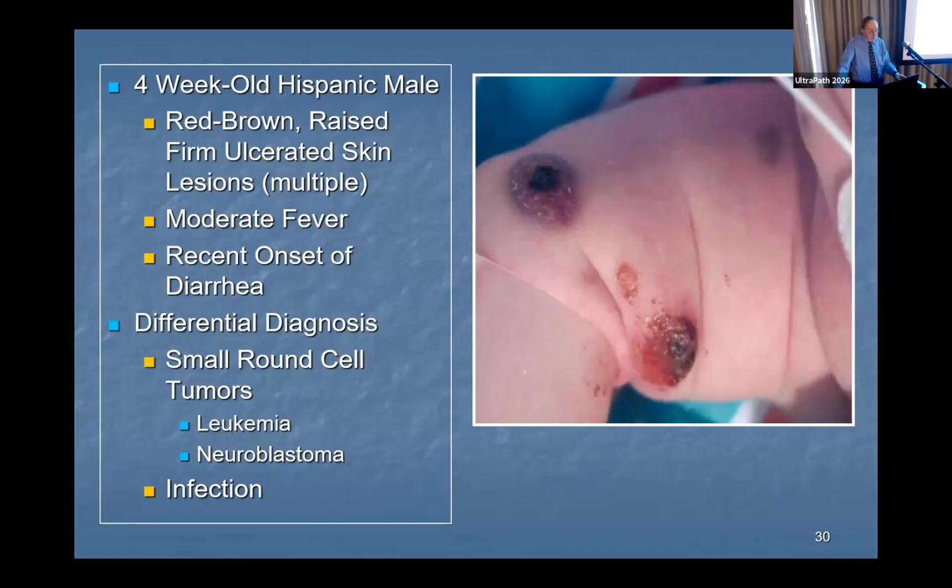You can see these really nice raised lesions that have ulcerated surfaces on them. The child had a certain amount of fever and recent onset of diarrhea associated with this. This is a picture that people refer to as a blueberry baby, or blueberry muffin type baby, which has multiple lesions such as you see here throughout the body. Actually there were quite a few on the face as well. So the differential diagnosis from the clinicians was, basically, leukemia or neuroblastoma, and infection was less of a consideration.